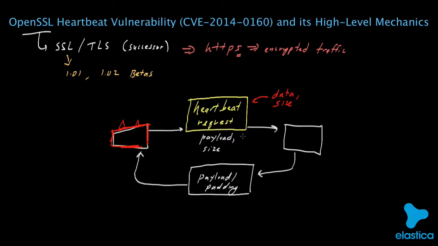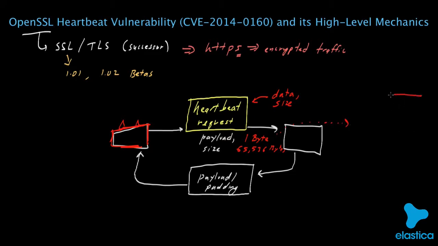The attacker will send a payload that's actually very short. Imagine it's just 1 byte in length. But instead of saying the payload is just 1 byte, the attacker will lie and say, hey, this payload is actually 65,536 bytes.